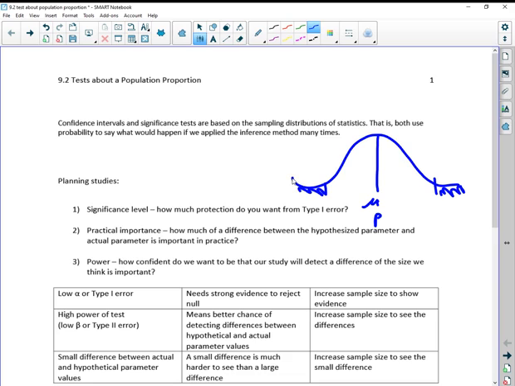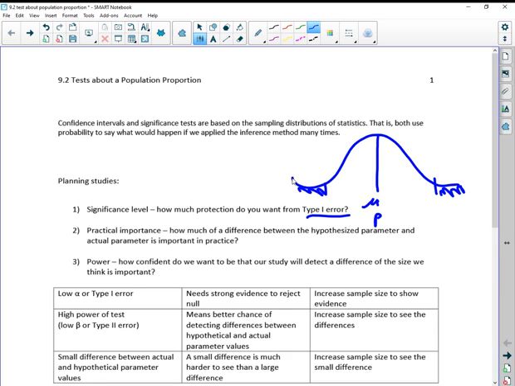So when you're planning your studies, you're going to be looking at significance level, like how much protection do you want from type 1 error? We talked about type 1 error last class. Type 1 error is when you have rejected the claim, rejected the null hypothesis, and if that null hypothesis really was true, you've just rejected it and made a mistake, because you have just said that the null is false, and in fact it was really true. That would be type 1 error. So what's the probability that you want to have that happen?